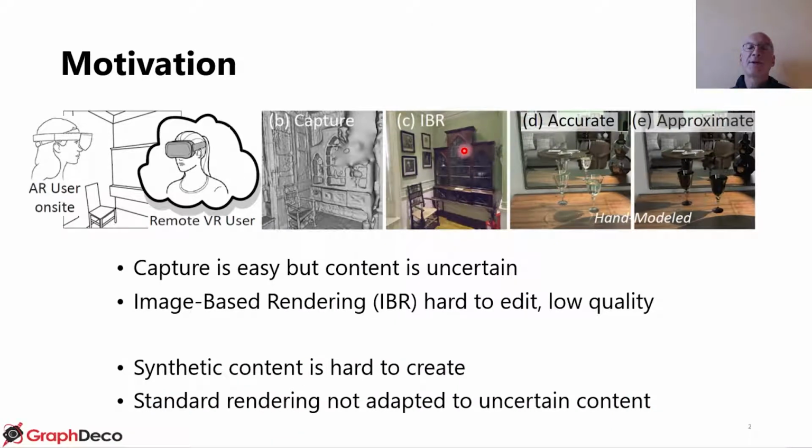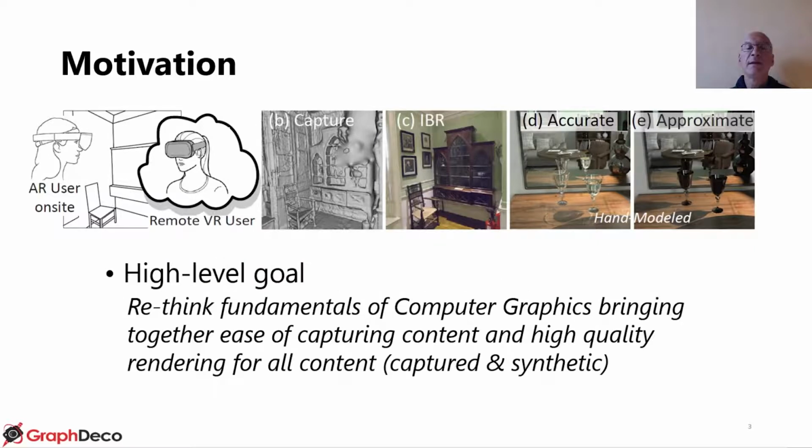The motivation that we had in this project was that we can capture scenes very easily for computer graphics, but the geometry is not very good. And while we can use image-based rendering, for example, to display, it's hard to modify, and the quality isn't always good. On the other hand, synthetic scenes can be created, but they're very hard to actually construct. And the standard rendering, while high quality, isn't adapted to the uncertain content. So the high-level goal was to rethink the fundamentals of computer graphics, bringing together the ease of capturing content and high-quality rendering for all kinds of scenes.